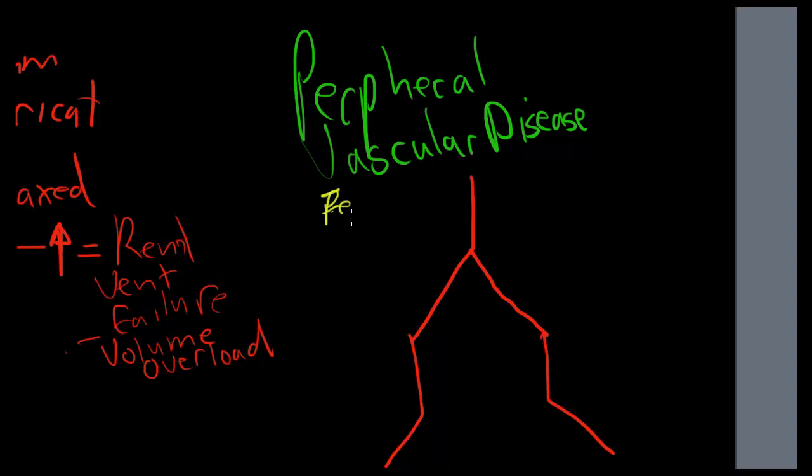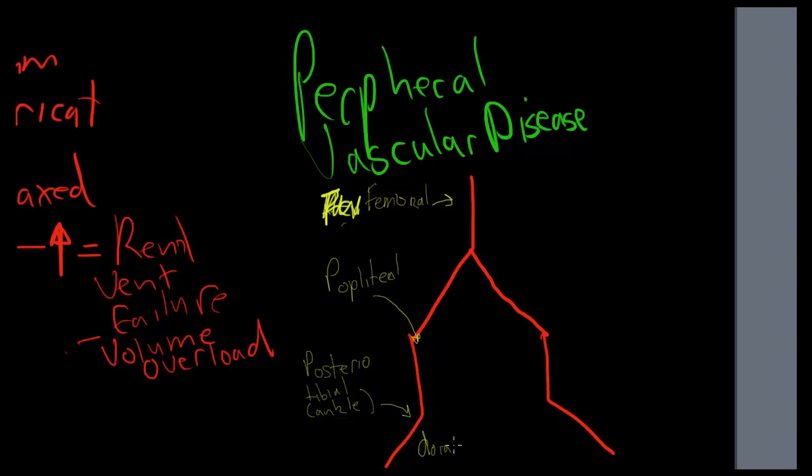So we have the femoral, the femoral here, popliteal pulse, the posterior tibial, that's your ankle, here, and your dorsal pedis there. Okay.